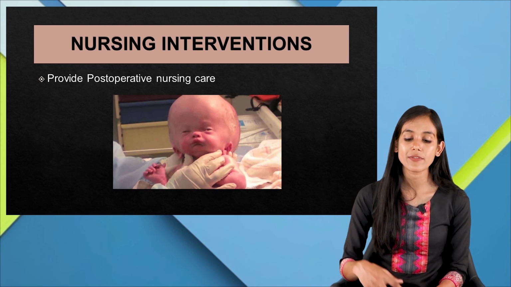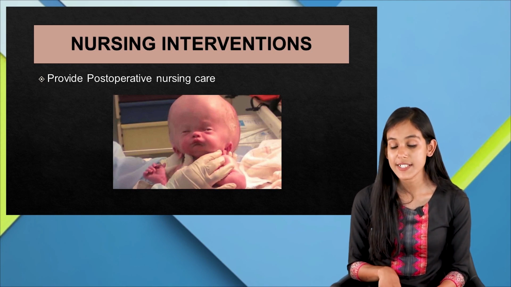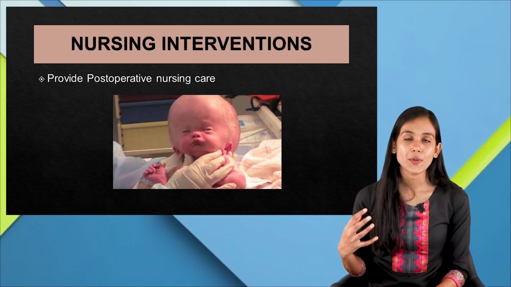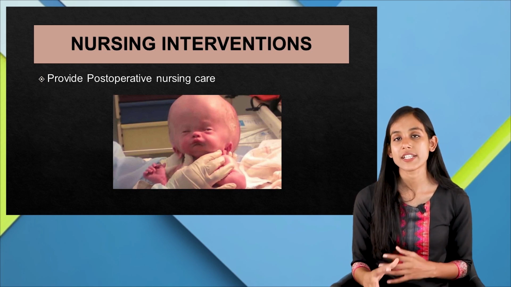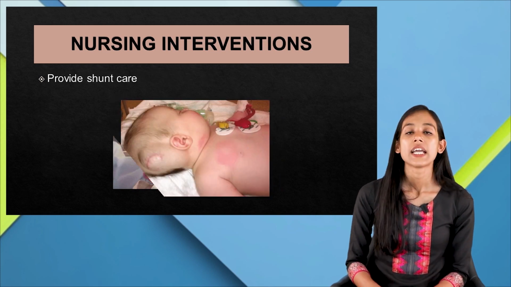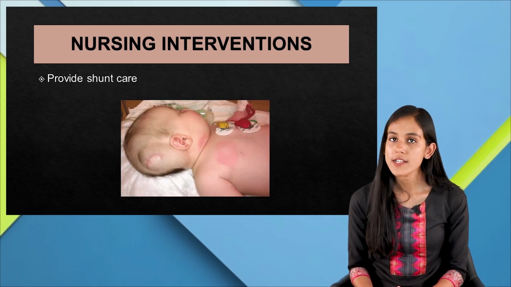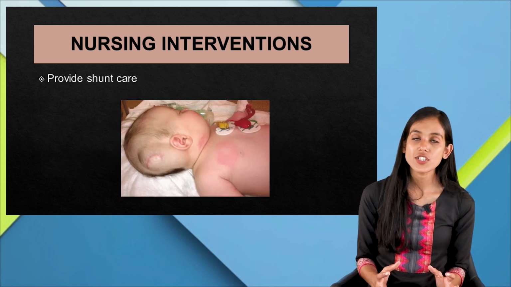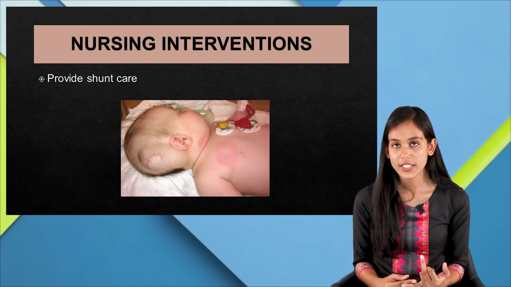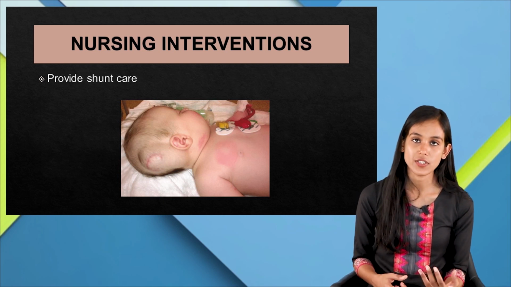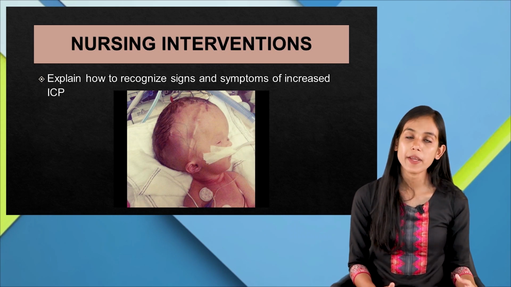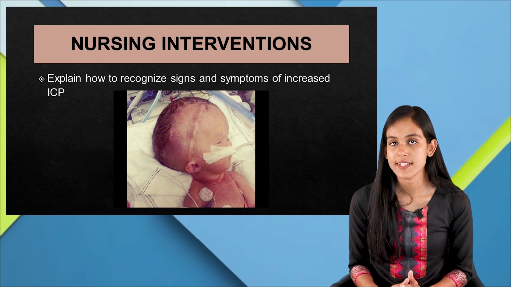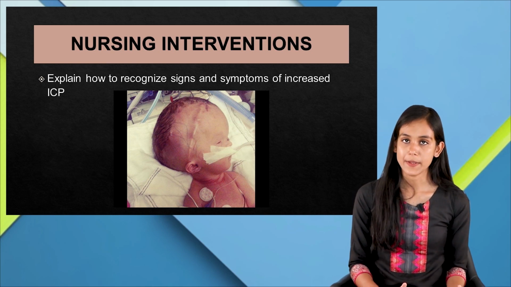So for example, you have to assess for signs of increased ICP. For that you have to check the head circumference daily, and you also have to check the anterior fontanelle size. And then you also have to provide shunt care. So basically you have to monitor the shunt for shunt infection or malfunction. And you can also educate the family members and explain to them how to recognize the signs and symptoms of increased ICP. So these are some of the nursing interventions.